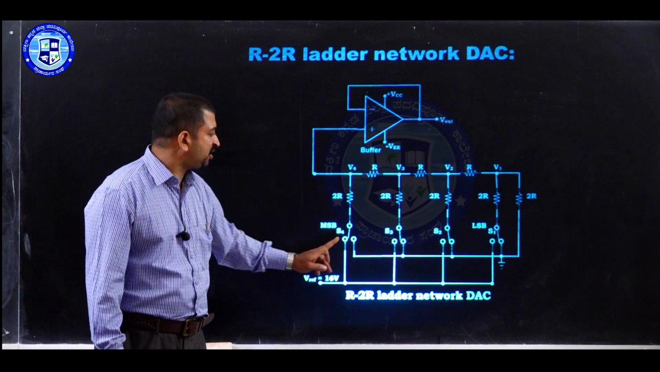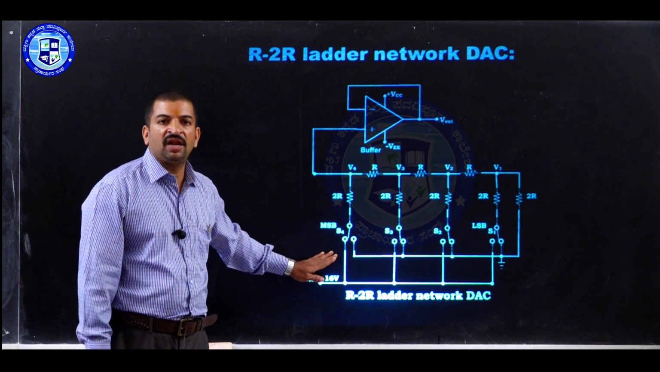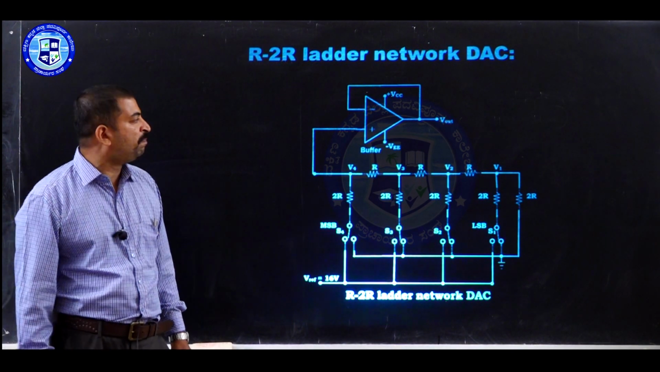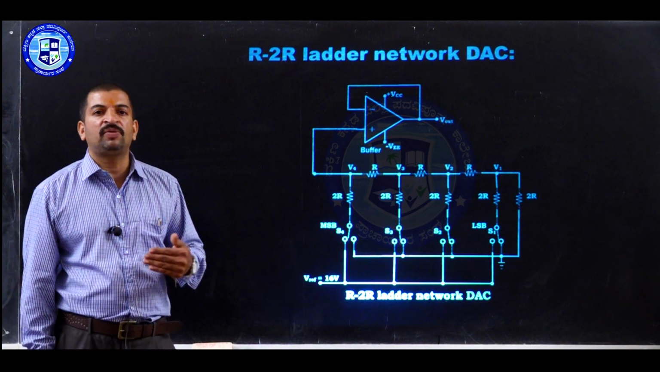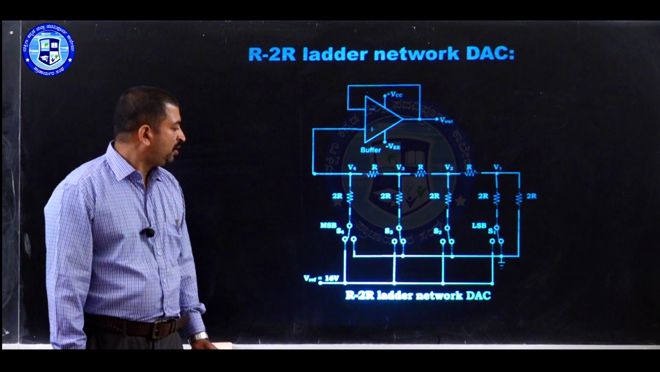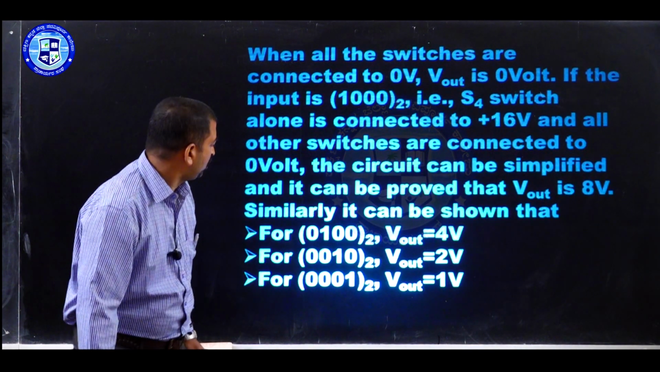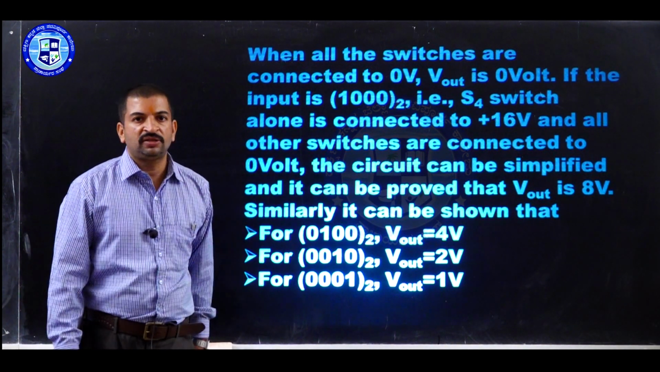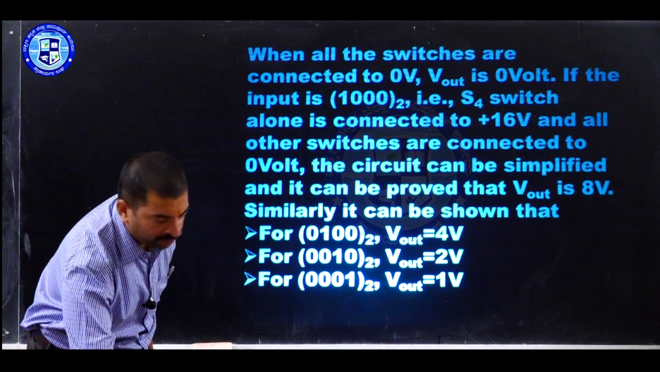Now, there are four switches S1, S2, S3 and S4. These are the digital inputs which are applied to the non-inverting input terminal of a buffer amplifier. Now what is a buffer amplifier? A buffer amplifier is the one whose output voltage is equal to the input voltage. Let us consider an input, say 1000. That means the S4 switch alone is connected to battery positive.